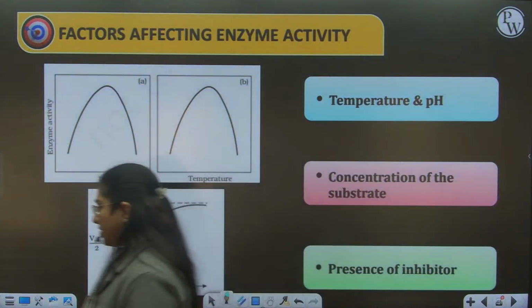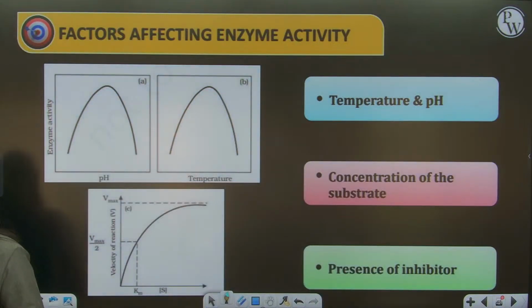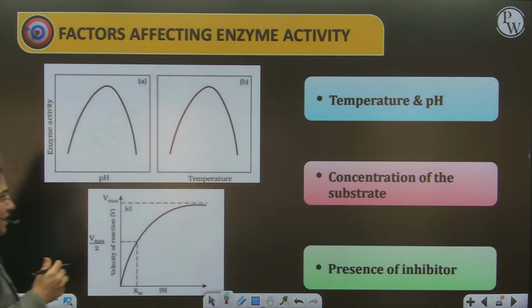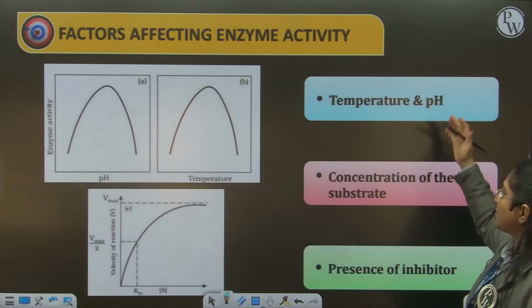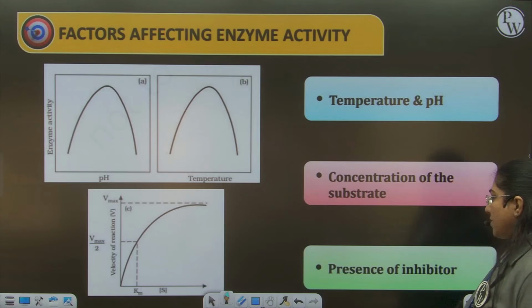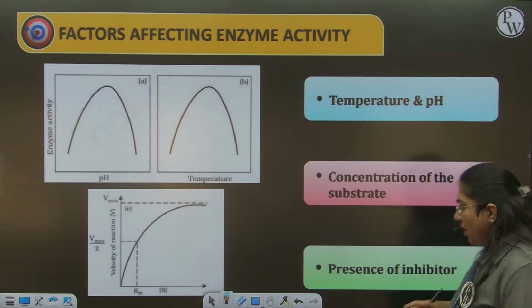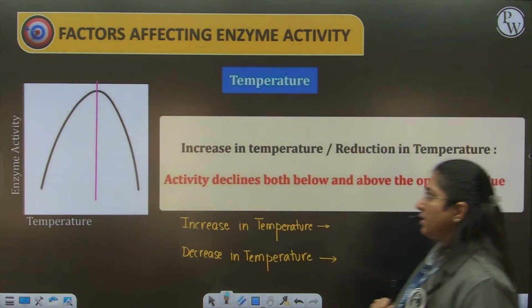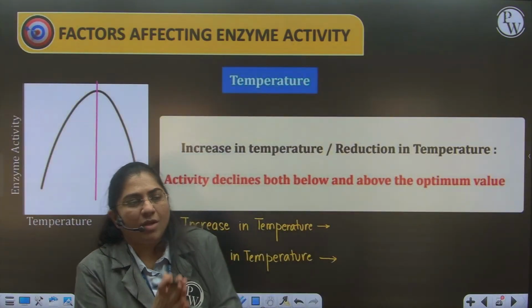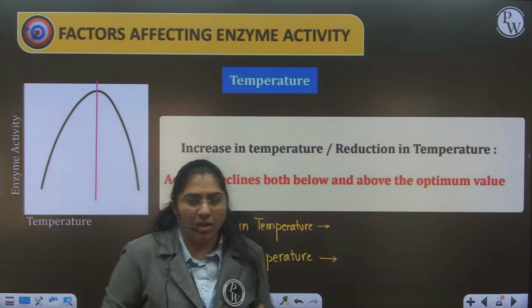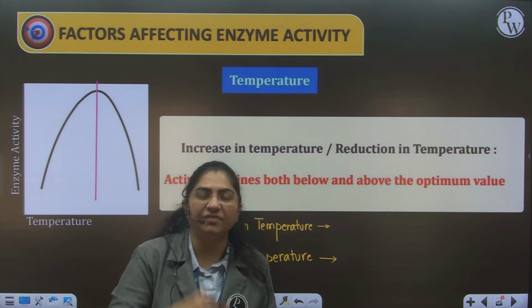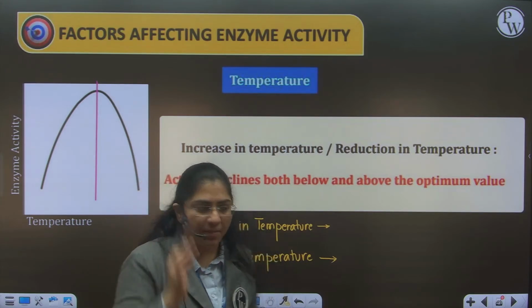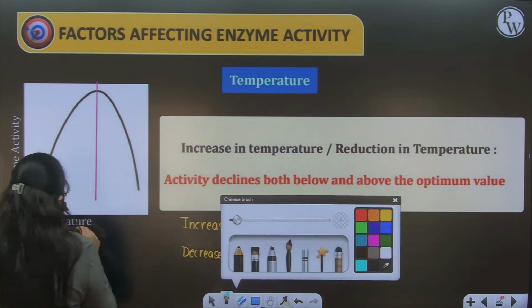Moving ahead to understanding of the last part of the topic, which is factors affecting enzyme activity. Will there be any factors which will affect the enzyme activity? Yes. There are factors such as temperature, pH, concentration of substrate, or presence of inhibitors. How do they alter and why do they alter? Let us see. Now, when we talk about temperature, be it any enzyme, every enzyme has a specific temperature at which its activity will be at the maximum. That temperature is called the optimum temperature.